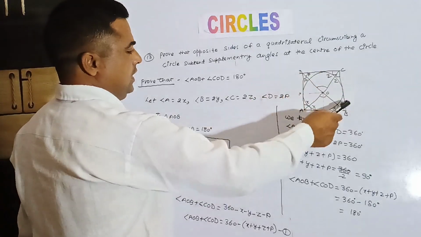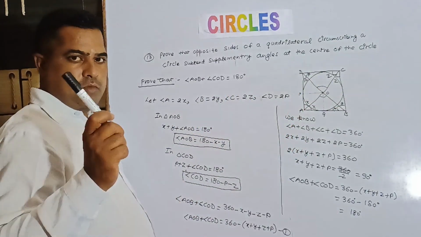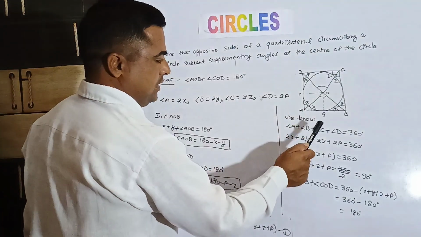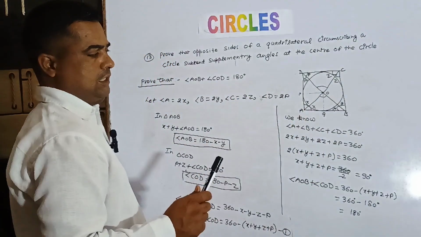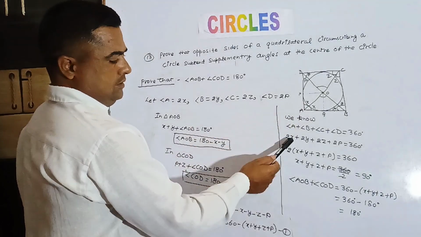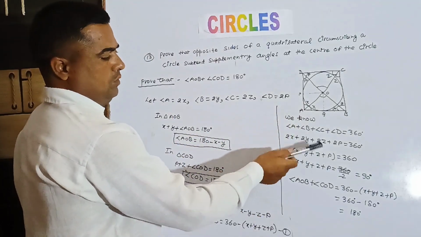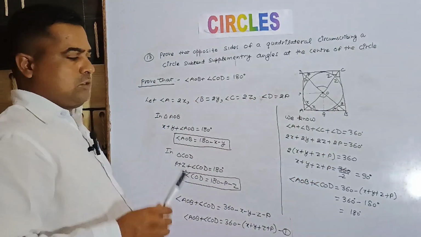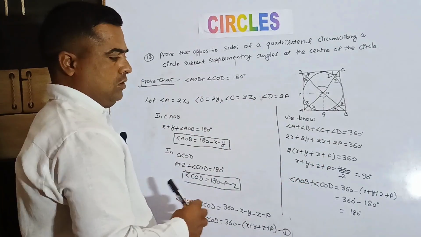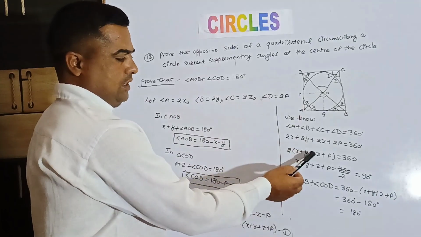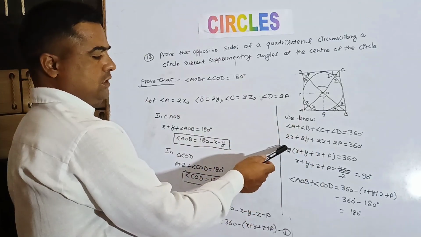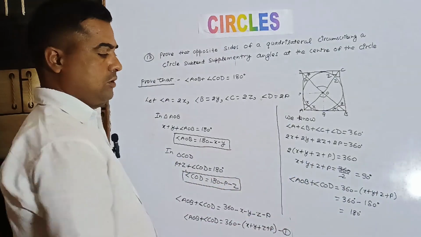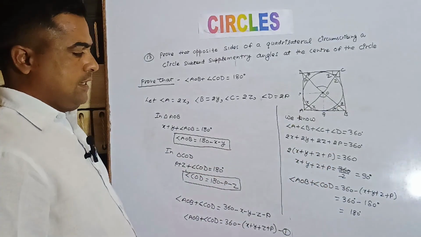Now you can see this quadrilateral. The sum of all the angles of a quadrilateral will be 360 degrees. So angle A plus angle B plus angle C plus angle D will be 360 degrees. The value of angle A is 2x, angle B is 2y, C is 2z, and D is 2p, equals 360. Now what is common in all? 2 is common in all. So x plus y plus z plus p equals 360 upon 2, which will be 180 degrees.